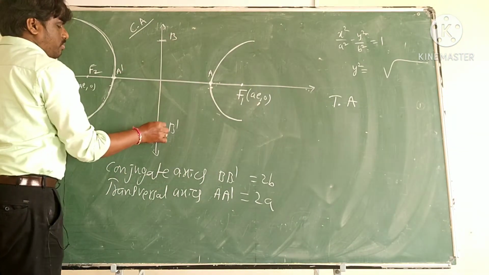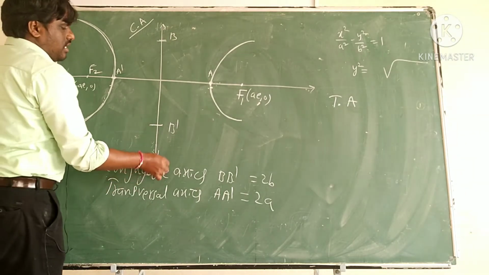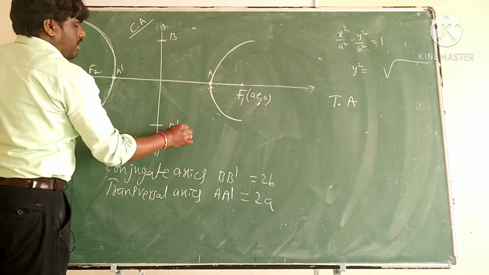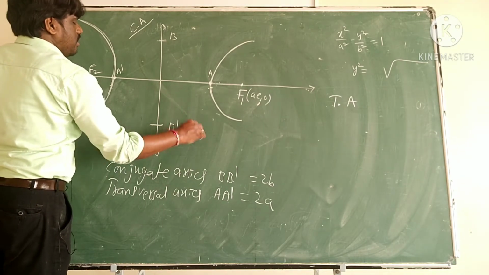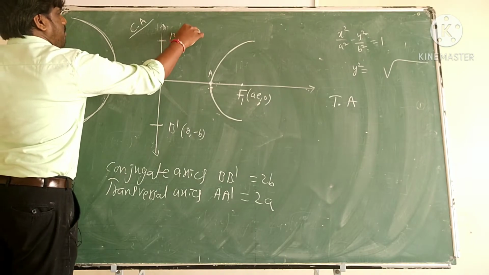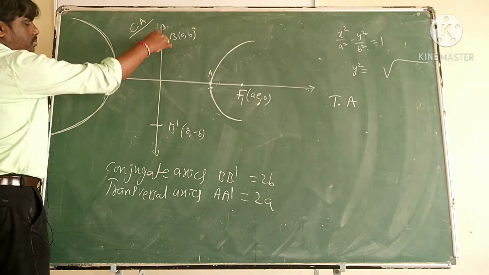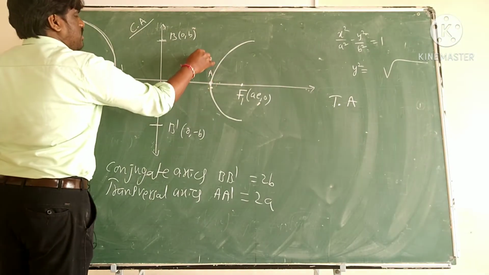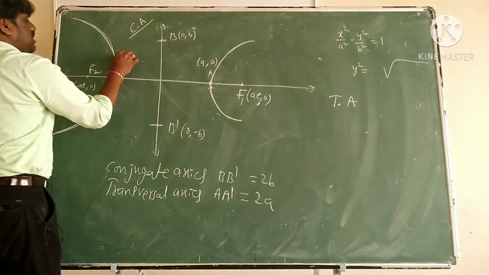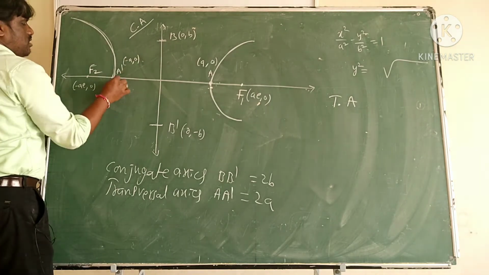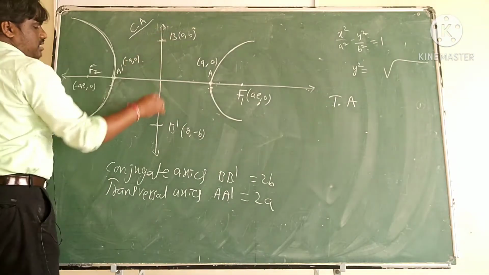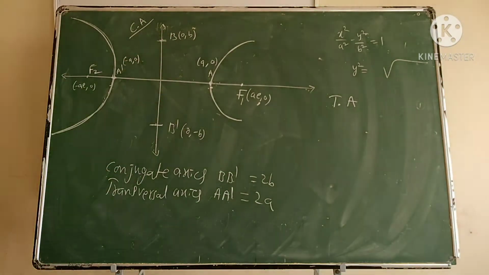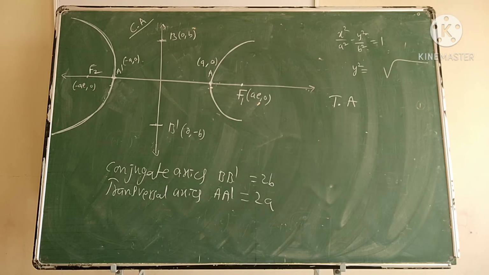The length to B dash is the conjugate axis. The points will be 0 comma minus b and 0 comma b, so the length of this will be 2b. This is a comma 0 and this is minus a comma 0, so the length from here to here is 2a, and the length from here to here is 2b. Clear?